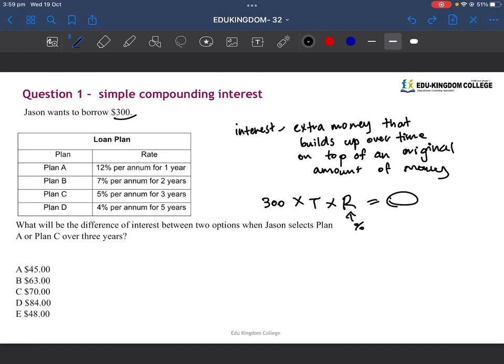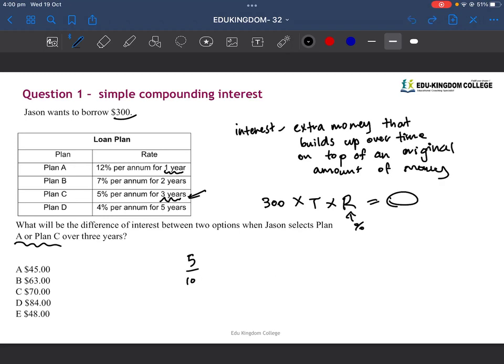Okay, so let's have a look at plan A and C because that's what the question addresses. Plan A suggests 12% per annum for 1 year. Plan C suggests 5% per annum for 3 years. Okay, now the trick in this question is to not be thrown off by these numbers here. Just because plan C says it's for 3 years, I can maybe just say 5%, right? Or 5 over 100 times 300. Okay, we can't do this.